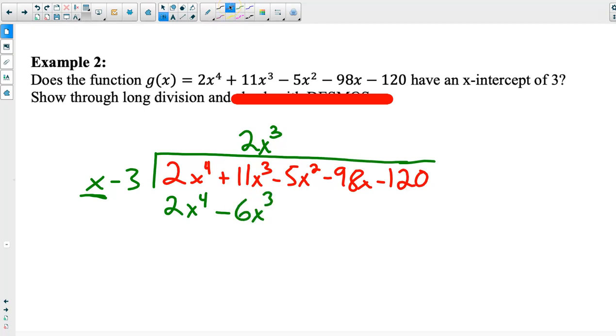What do we do? Subtract. So draw my line, I flip my signs, minus, plus, and so this cancels out. Good, it should, it needs to. And then I add up and I get 17x cubed. Now what?